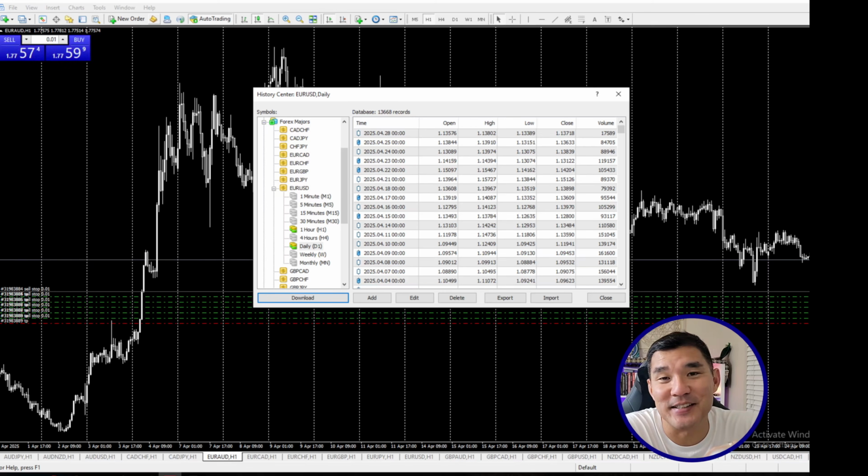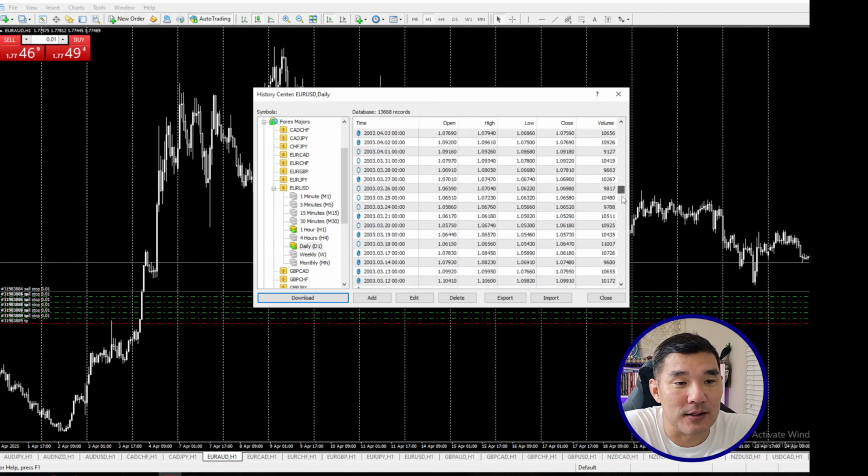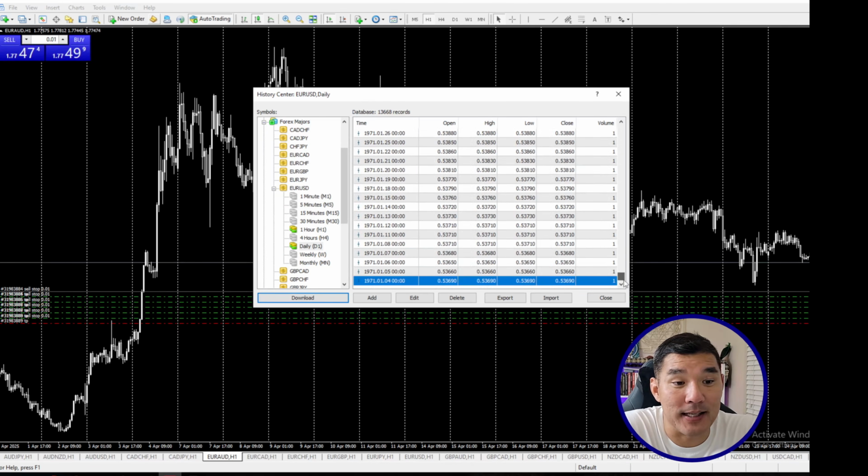All right, so once the data is downloaded, this is what it will look like. Before we move on, I just want to show you something really quickly. If you scroll down on this database window, you can see the first date in the historical data, and for the Euro US dollar daily chart, that's going to be 1971. And I'll get to why this is important in just a minute.